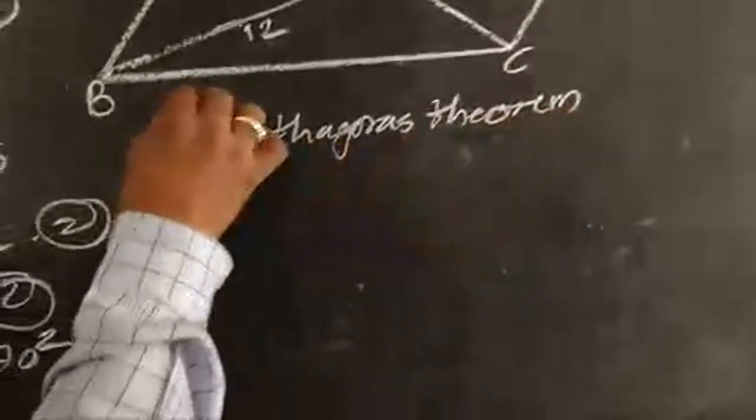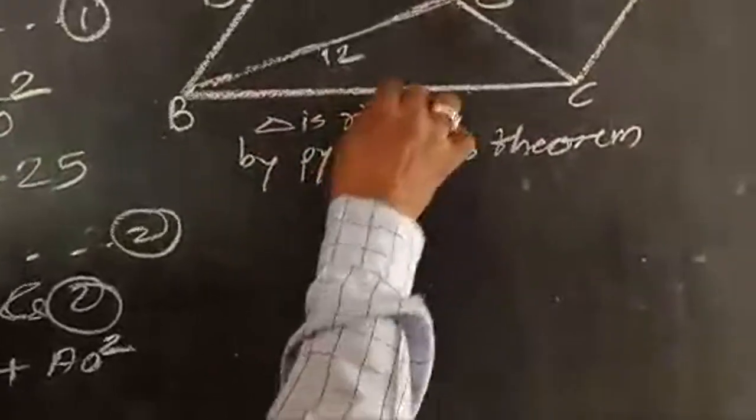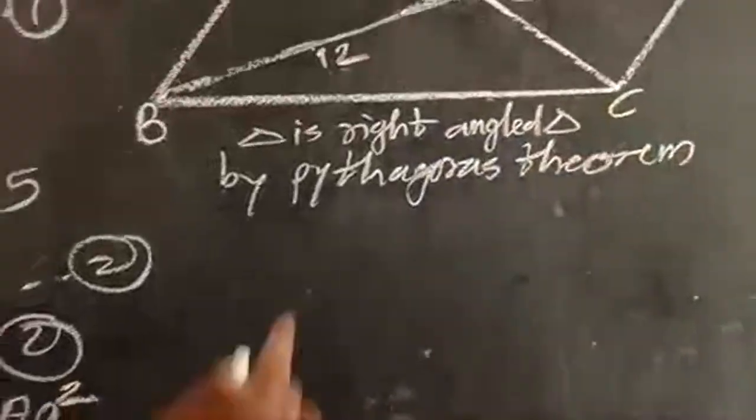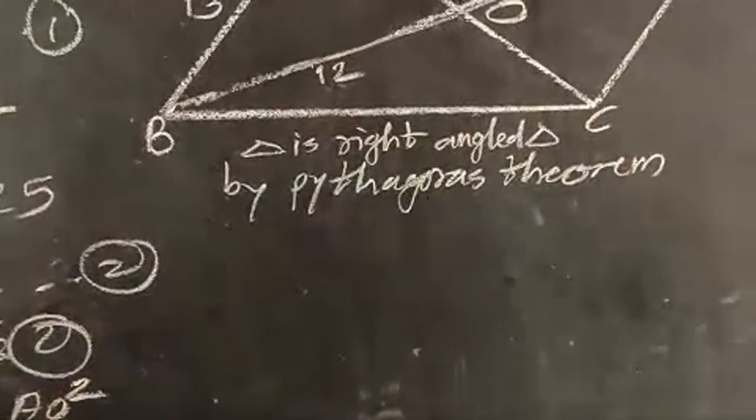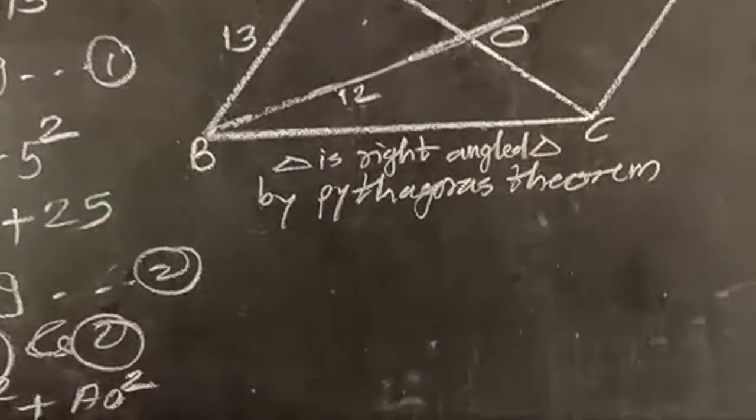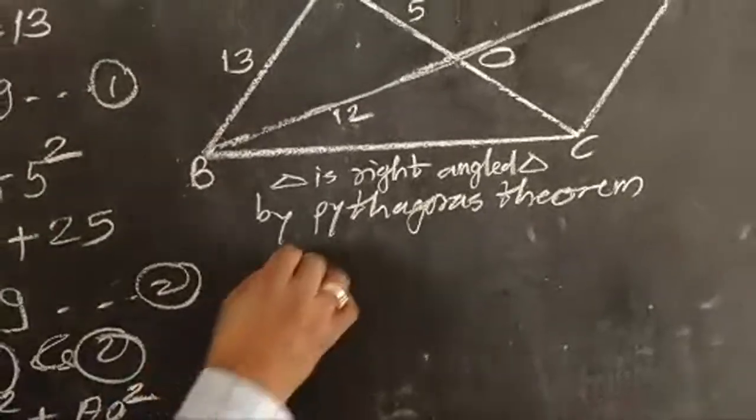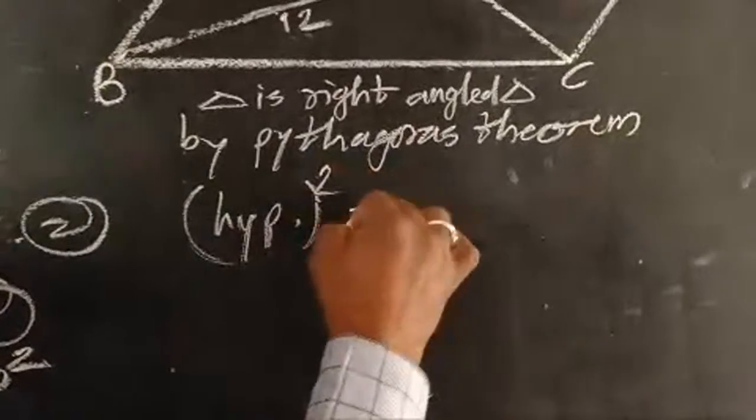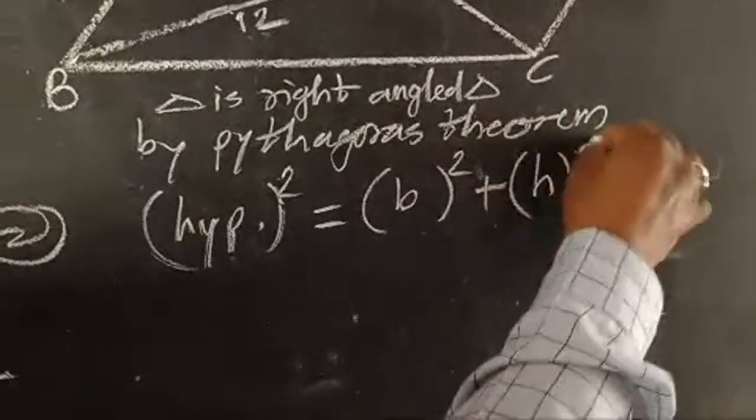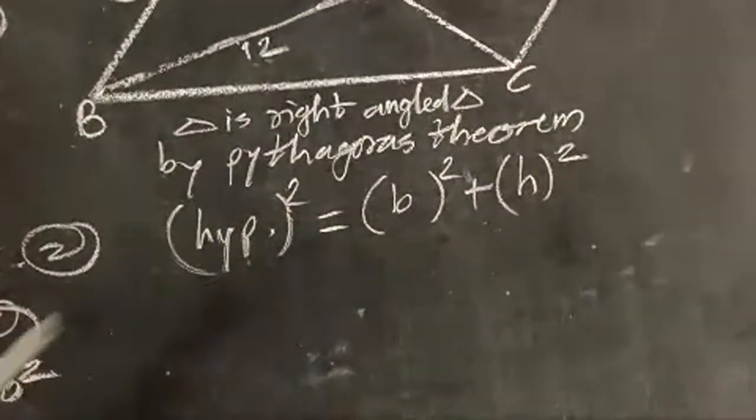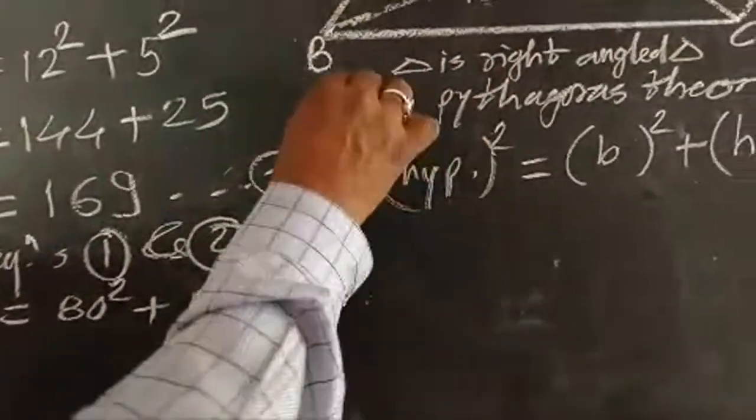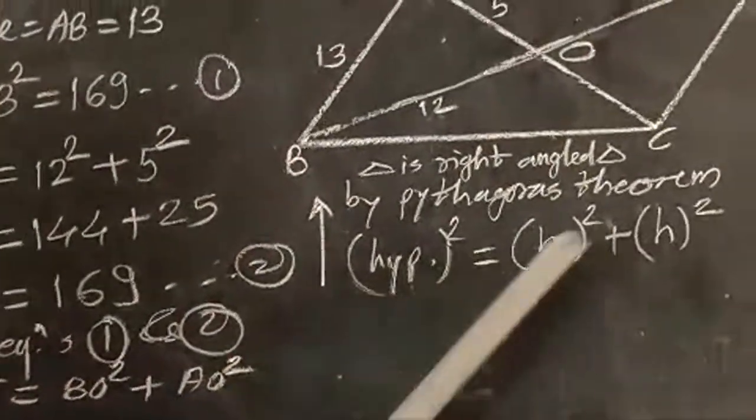When we use Pythagoras theorem, if the triangle is right angled, then we can use Pythagoras theorem. By Pythagoras theorem, what do we write? Hypotenuse square is equal to base square plus height square. And the same we get here. Here the steps go in this way.